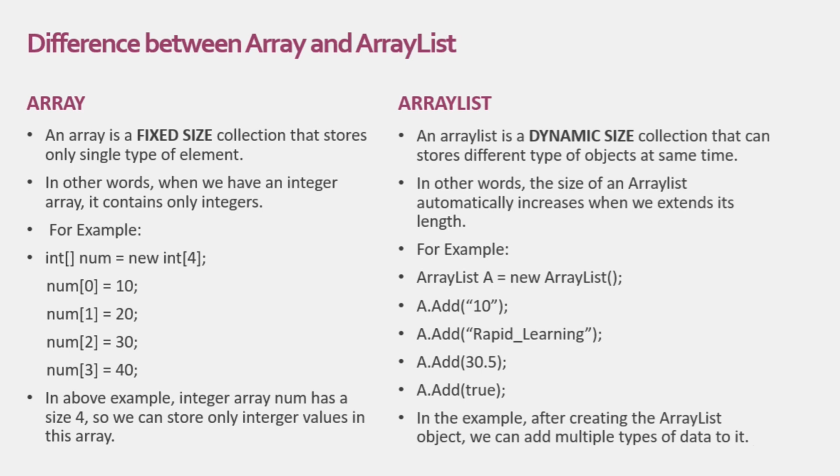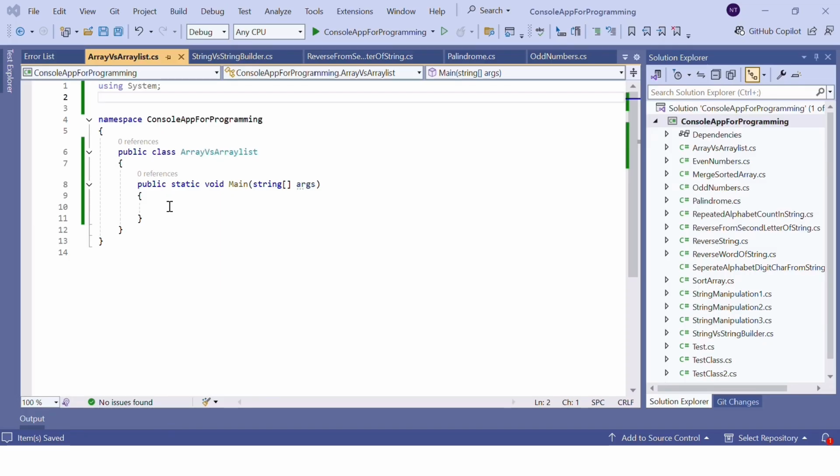Now, ArrayList is a dynamic size collection which can store different types of objects at the same time. In other words, an ArrayList automatically increases when we extend its length. For example, as you can see, I have defined an ArrayList, and after creating an instance of it, using this Add method, I can easily add whatever I want, an integer, a character, a float or a boolean value. So I can explain all these things in this program.